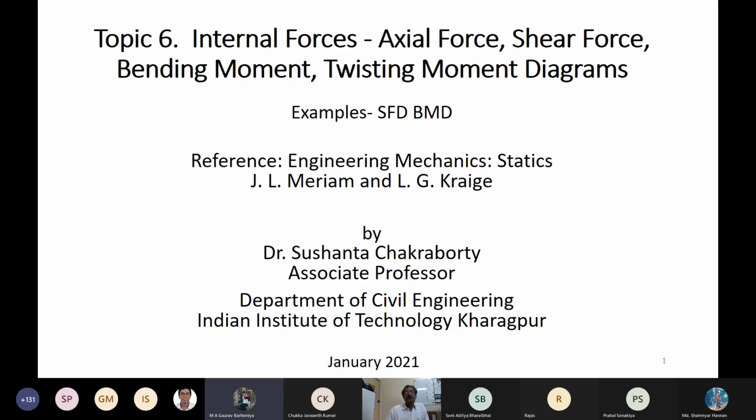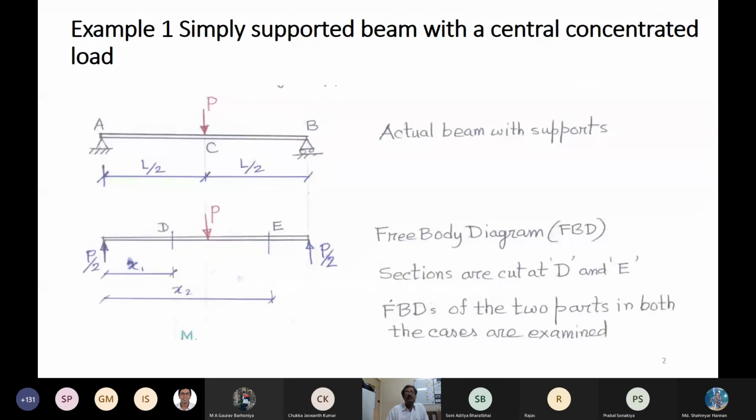Chalo, let us do the simple thing in a very, very simple way. This is the beam, a simply supported beam with a central concentrated load. And somebody asked me to draw the shear force and bending moment diagram. Fine. Yes, simply supported beam with a central concentrated load. I need to draw the shear force and bending moment diagram.